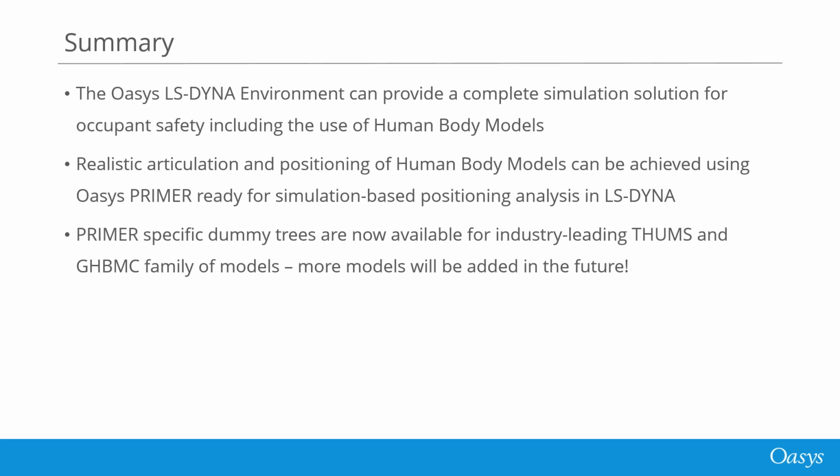So to summarize, the Oasys LS-DYNA environment can provide a complete simulation solution for occupant safety, including the use of human body models. Realistic articulation and positioning of human body models can be achieved using Oasys Primer, ready for simulation-based positioning analysis in LS-DYNA. And Primer-specific dummy trees are now available for industry-leading THUMS and GHBMC family of models. And more models will be added in the future.